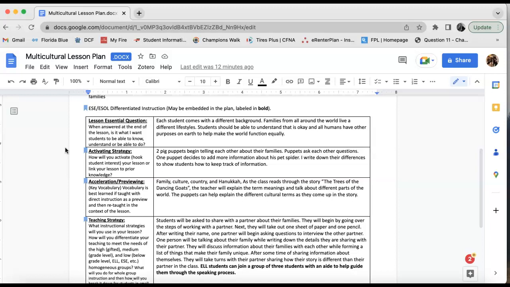For my activating strategy, I'll be using 2 pig puppets that will begin telling each other stories about their families. As each puppet asks each other questions, I'll be writing down or taking notes of what each puppet says that makes their family special or unique.